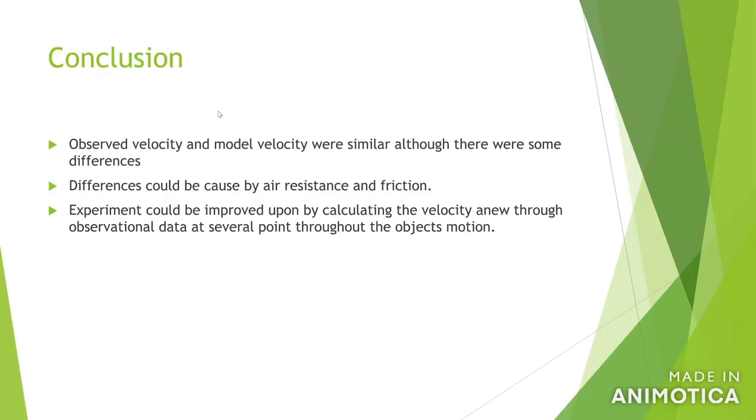In conclusion, the observed velocity and model velocity were similar, although there were some differences. The differences could have been caused by air resistance or friction, both of which were not calculated into the velocity in this experiment. Also, the experiment could be improved upon by calculating the velocity anew through observational data at several points throughout the object's motion.